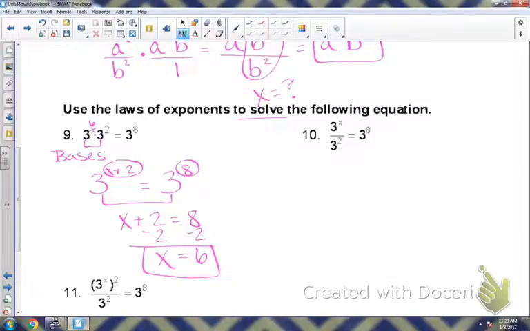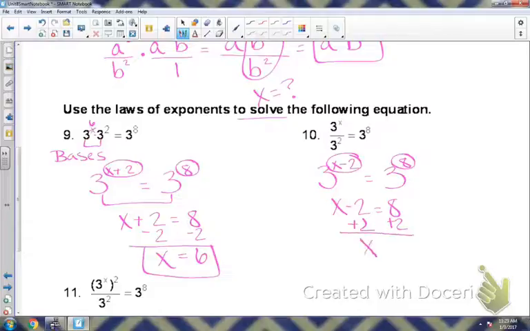So let's look at 10. The 3's on the left side are bases, so it stays as 3. We're dividing, so when we divide, we subtract the exponents. Take the top exponent, x, subtract the bottom exponent, which is 2. I'm going to keep the right side as 3 to the 8th power, because that will help me find x. You can either set up your two exponents equal to each other, or just figure out what minus 2 will give you 8. So x would equal 10. 10 minus 2, you get 8.